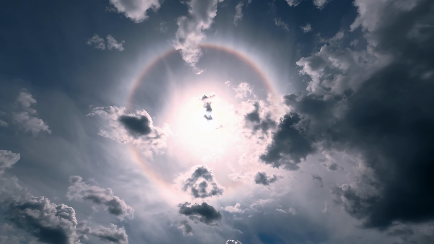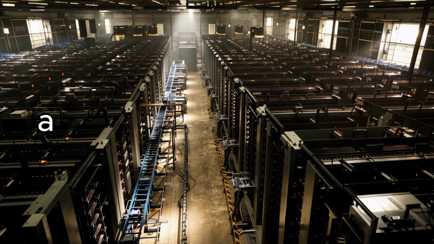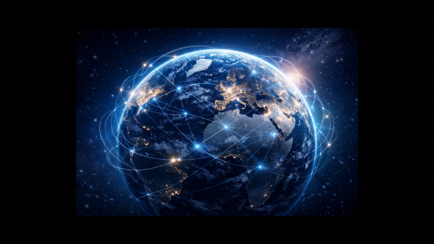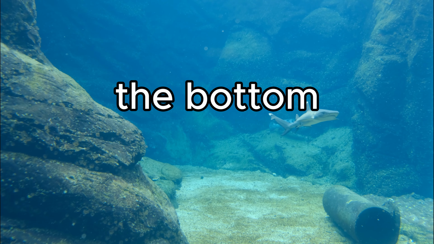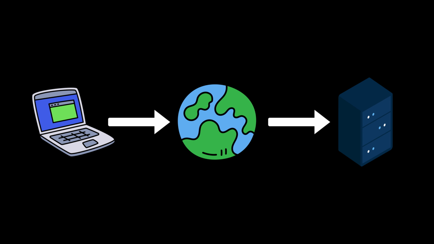Most people imagine the internet as something abstract, something floating somewhere in the cloud. But the internet is actually a huge physical machine built from cables, routers, data centers, and infrastructure spread across the entire planet. In fact, some of the cables carrying your data run across the bottom of the ocean. In this video, we're going to follow the exact journey your data takes when you open a website.